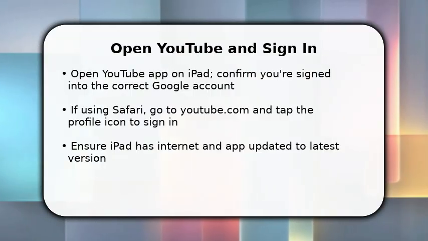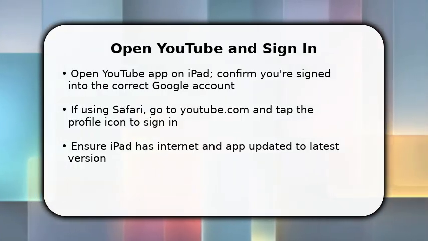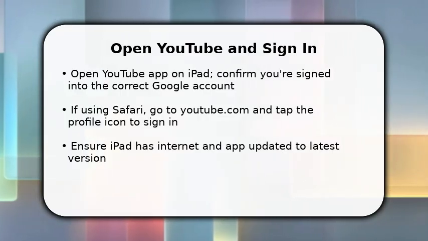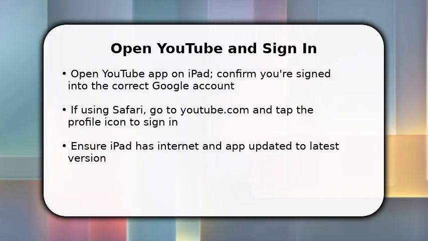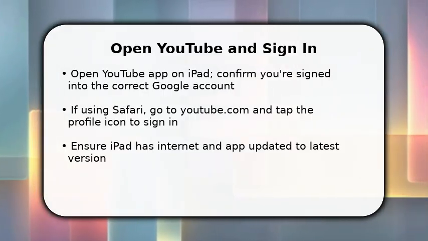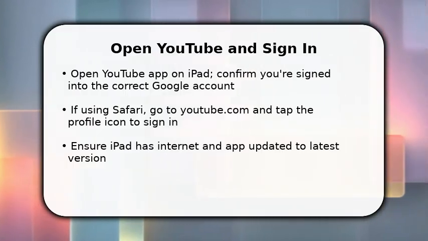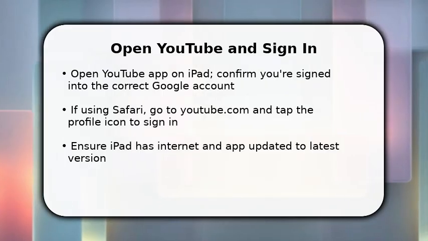You start by opening the YouTube app or Safari on your iPad and signing into the Google account used to watch videos. Make sure you're on the right profile because history is tied to that account. Once signed in, tap the profile icon in the top right. This gives access to account menus where history lives. If the app asks to update, install updates first so settings and history features behave predictably.